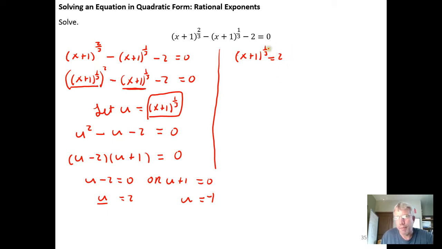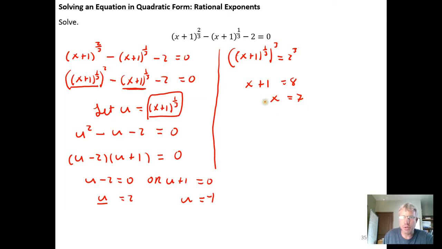And then I look at the numerator of this rational exponent. I see that it's not even. If it were even, I would need to get a plus or minus in my solution process, but it's an odd numerator. So I'm just going to take both sides of this equation and raise each side to the 3rd power. I'm going to do that because 3 times a third is 1, so I get (x+1) to the 1st power, which is just x plus 1. I get 2 cubed, which is 8. And then subtract 1 from both sides, we get x equals 7.